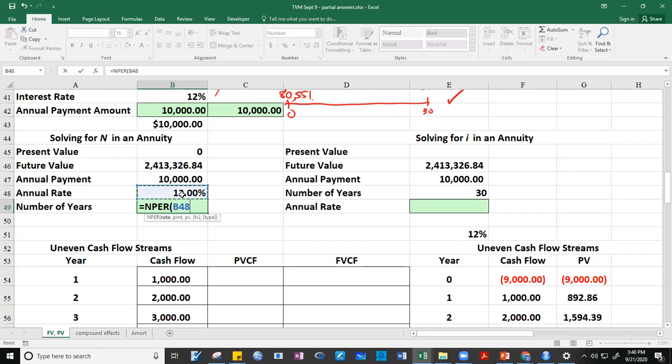12%. Tama. PMT is 10,000. Okay. PV, hindi natin kino-compare si PV. Ang kino-compare natin si PMT at saka si future value. Okay, future value 2.4 million. Kaso, since yung annuity natin positive, dapat yung future value natin negative. Kasi hindi pa pwedeng parehong positive yan.